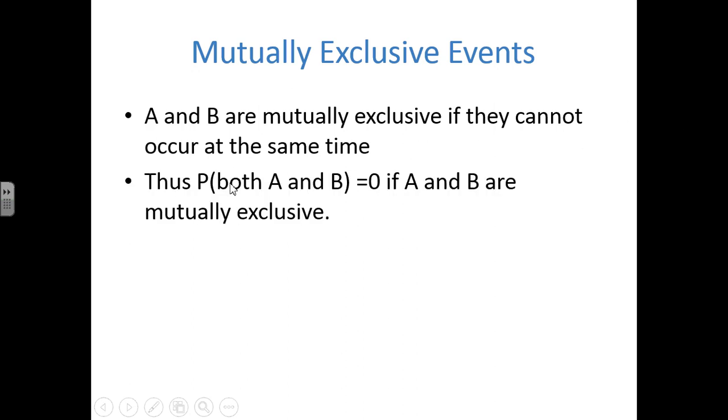Mutually exclusive events. Two events, A and B, are mutually exclusive if they cannot occur at the same time. If A is born in Tampa and B is born in New Orleans, there is no person that can have both A and B occurring. So if the probability of both A and B equals 0, then A and B are mutually exclusive because A and B cannot both occur.